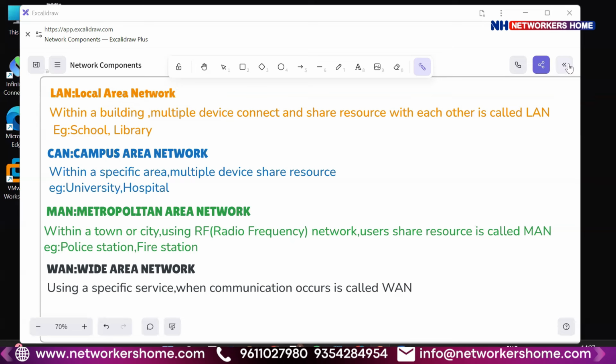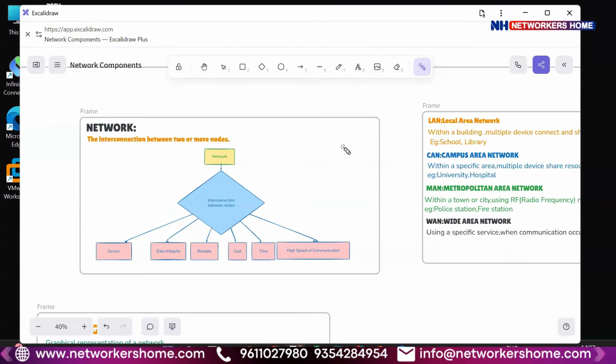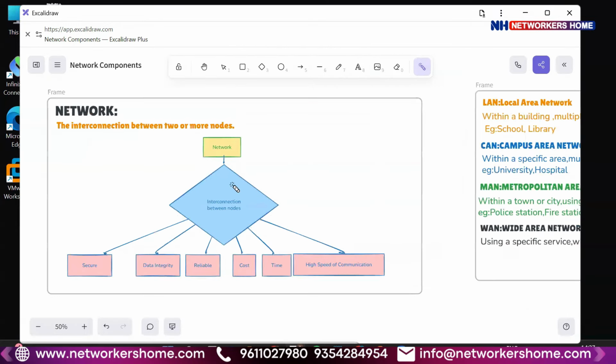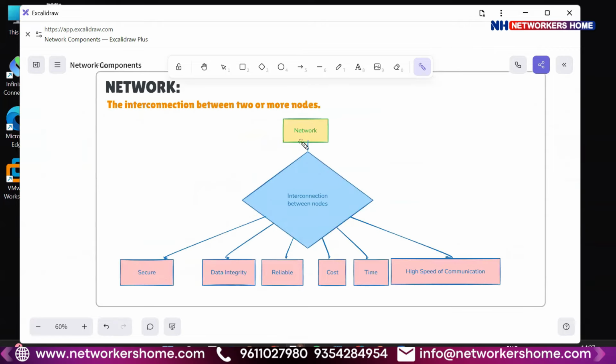All right, we'll learn what a network is. The interconnection between two or more nodes. In simple terms, the interconnection between two or more nodes is called a network. If I'm connected directly to you, then that is also one network. Consider this is a classroom. We are all communicating with each other, so we are all devices inside this classroom and we are all one network.